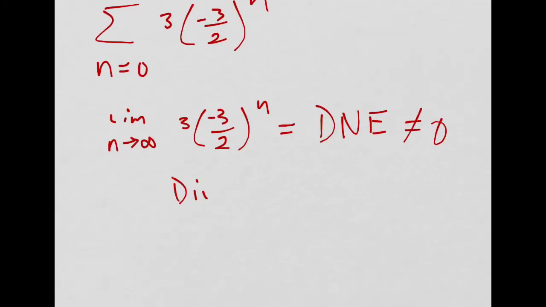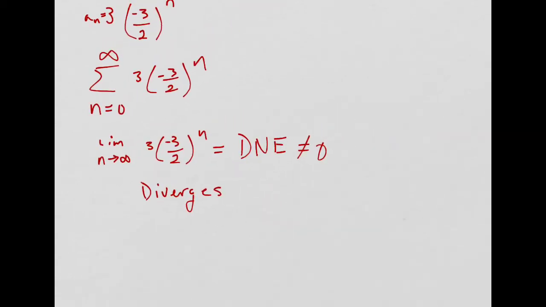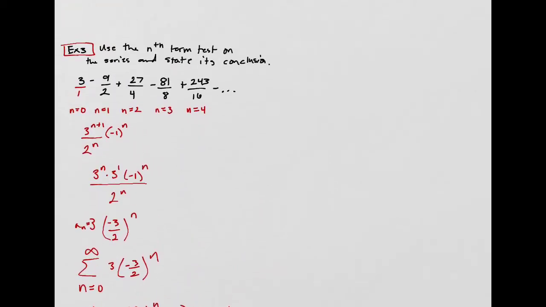So this does not exist, but that is still not 0. So we can say diverges. And this actually diverges by 2 tests. It diverges using geometric series tests. But there you go. If the limit doesn't exist, it's still not 0. So we can say that it diverges by the nth term test for divergence. Okay, I'm done.